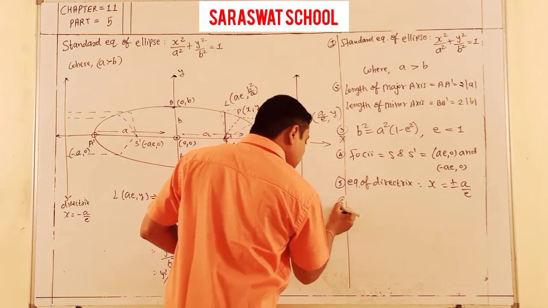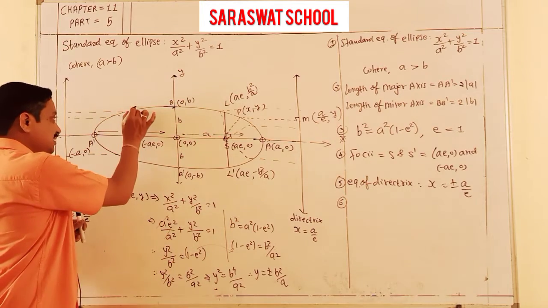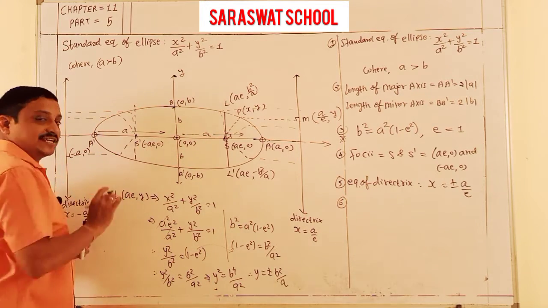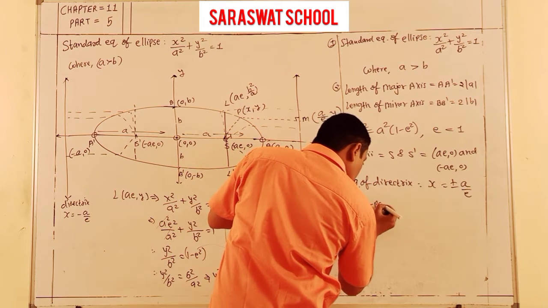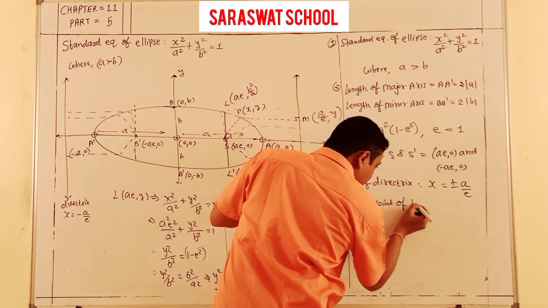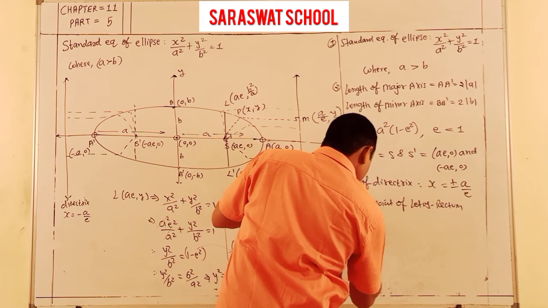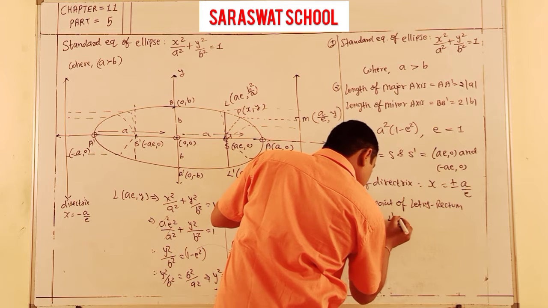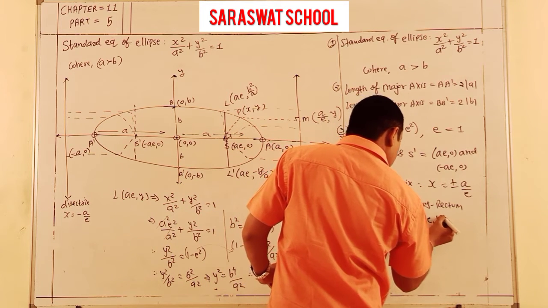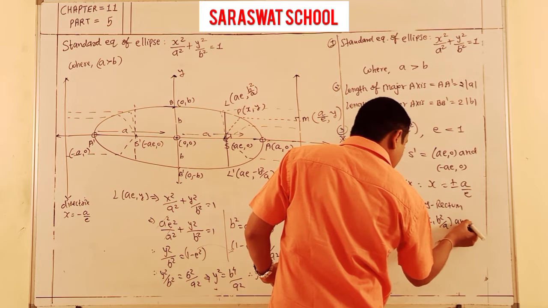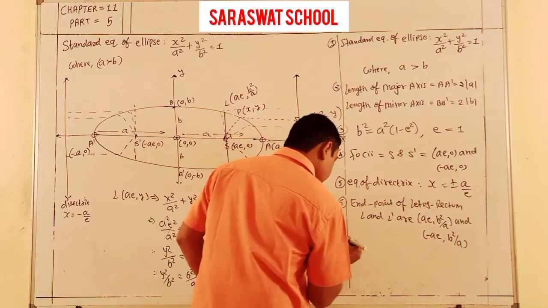Now sixth I cover this one, L and L dash. This side is also possible, students. Latus rectum. So the end points of the latus rectum L and L dash are: what is your L? ae comma b square by a, and second minus ae comma b square by a.